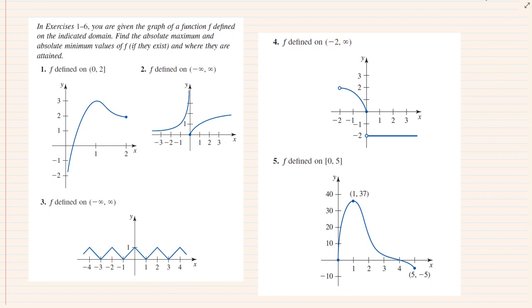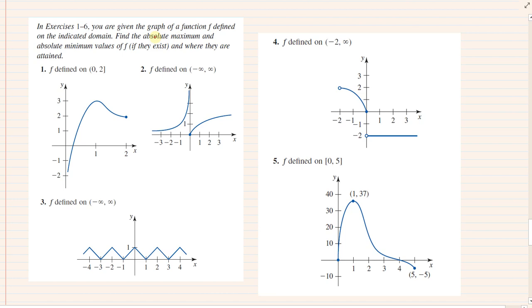Okay, so in this segment of the exercises 1 through 6, the question reads, you are given the graph of a function f defined on the indicated domain. Find the absolute maximum and absolute minimum value of f if they exist and where they are attained. Assuming the domain is what we're looking at here, that's why it's called absolute, because we're looking at the entire domain that is defined.